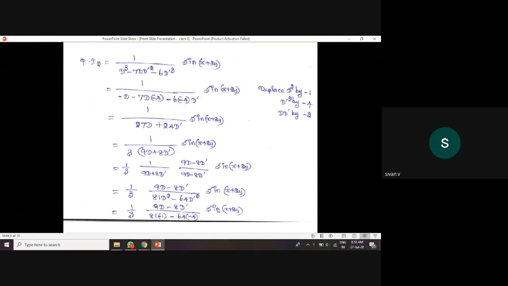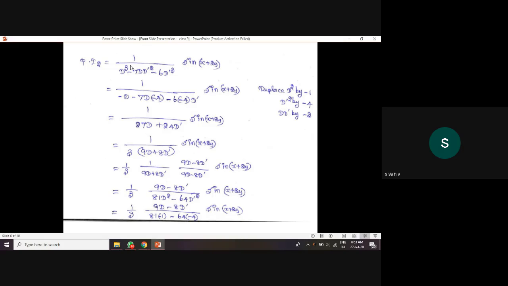For the trigonometric right hand side, you have to replace D square by minus a square, that is minus 1, and D dash square is replaced by minus b square, that is minus 4. D D dash is replaced by minus a b, so minus 2. And substitute the values. We have to substitute only for the square terms.